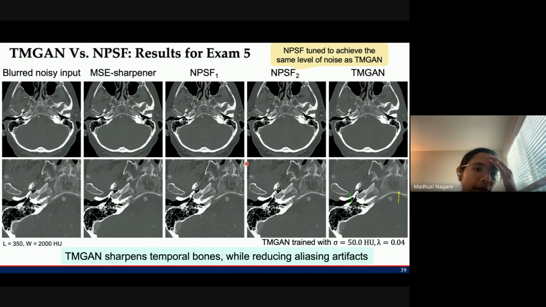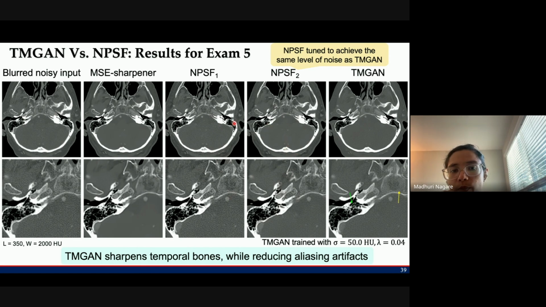First is the blurred, noisy image of the brain. Then second is the mean square error. We can see that it has sharpened the image well, but the noise in this area is gone. Then these are two variations of NPSF. This NPSF1 is what was actually proposed, which matches the noise level of the input. And this NPSF2 is where we match the noise level to the TMGAN for an apples-to-apples comparison.